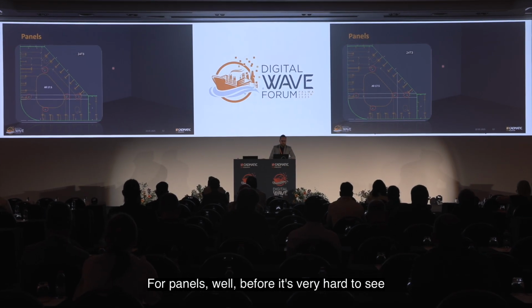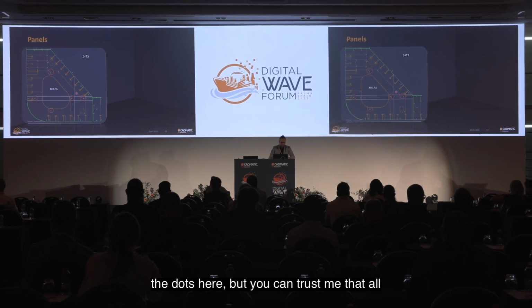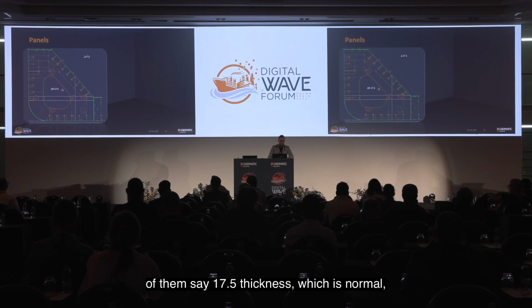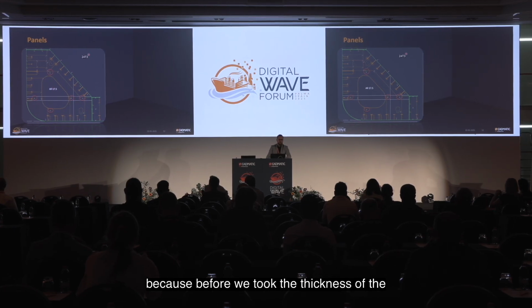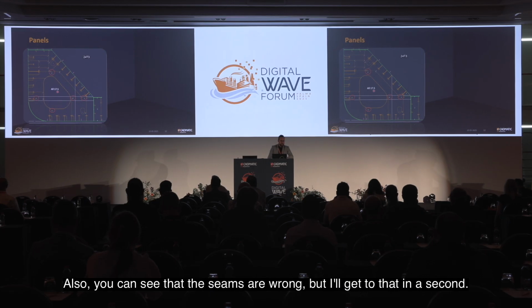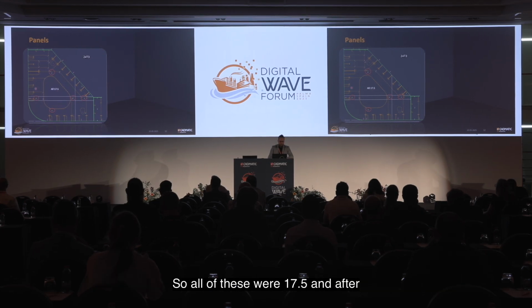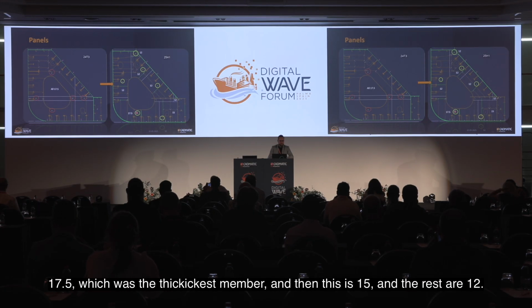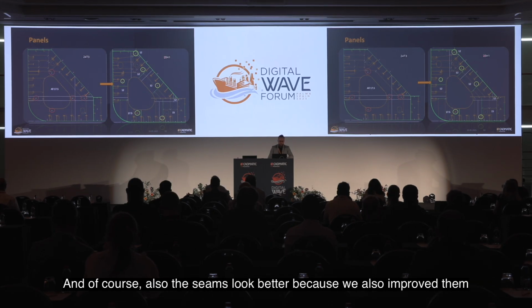For panels, before, it's very hard to see the dots here, but you can trust me that all of them say 17.5 thickness, which is normal because before we took the thickness of the thickest member, and that was our thickness for the entire panel. Also, you can see that the seams are wrong, but I'll get to that in a second. So all of these were 17.5, and now in 25H1, we still have this as 17.5, which was the thickest member, and then this is 15, and the rest are 12. And of course, also the seams look better because we also improved them.